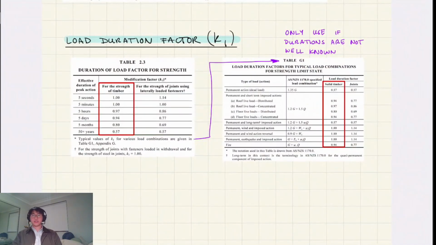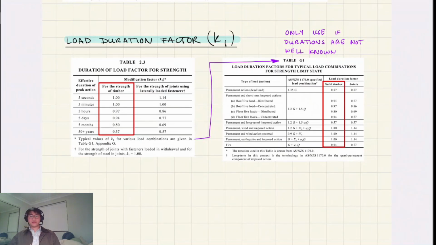So load duration factor, here's where it gets funky, right? Remember that this is a reduction factor, and there's going to be a bunch of k factors that I'll explain. Oh wait, let me think about this for a second. Let me just check quickly. I think this does apply to what we're going to talk about, which is tension and compression. Yes, this factor does apply to tension and compression.